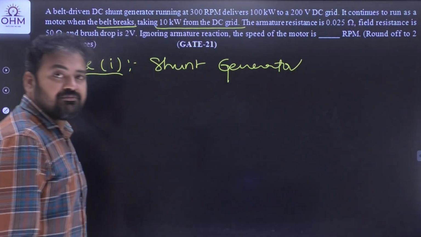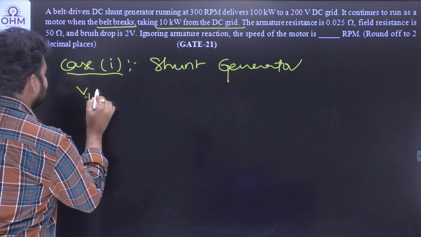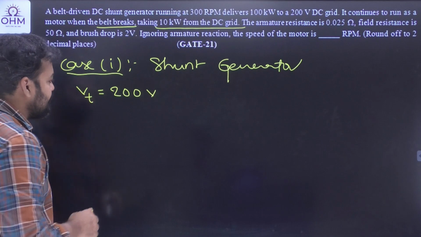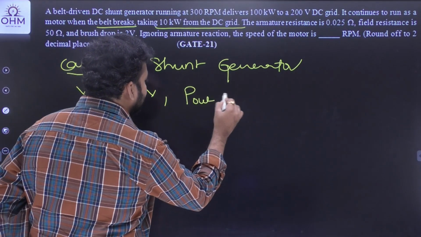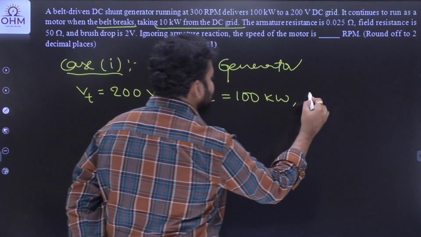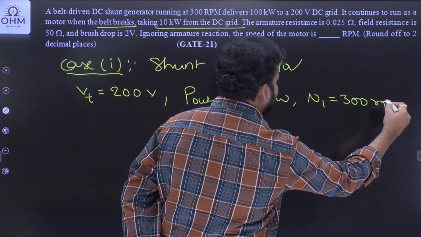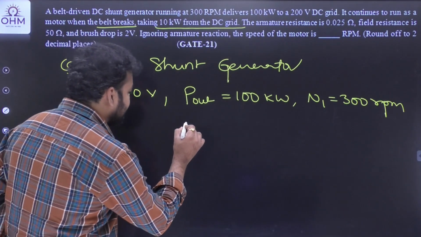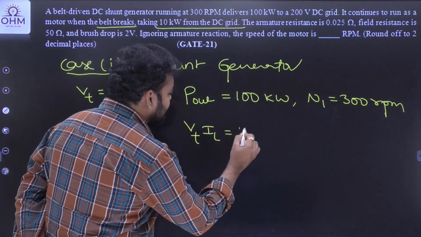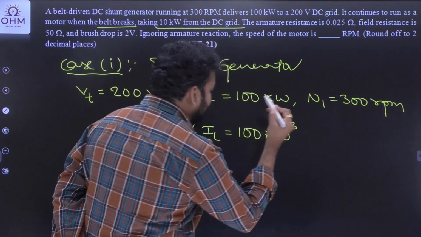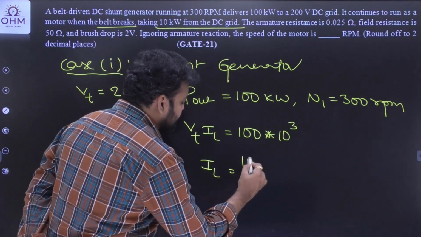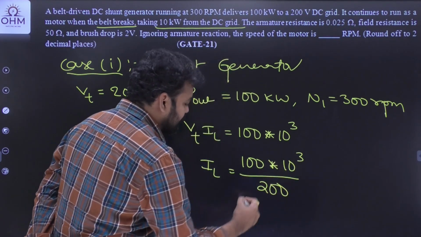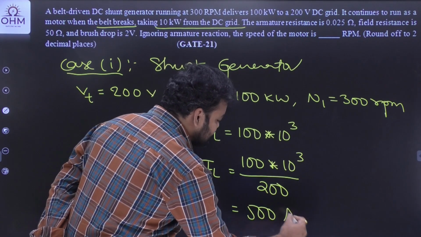So what is the terminal voltage first of all? It was connected to a 200 volt DC grid. Grid voltage will never change. And what is the power it is delivering to the grid? 100 kilowatt. And the speed at which the machine was rotating is 300 RPM. Now, using this output power, calculate the line current. The formula for output power is Vt into IL, that is 100 kilowatt, 10 power 3. So IL is equal to 100 kilowatt divided by the terminal voltage, 200 volt. Therefore the current becomes 500 ampere.